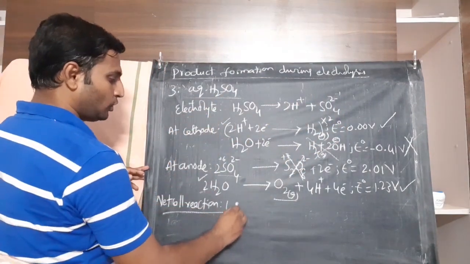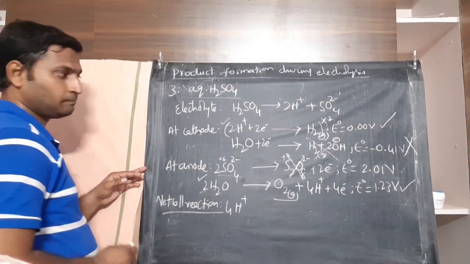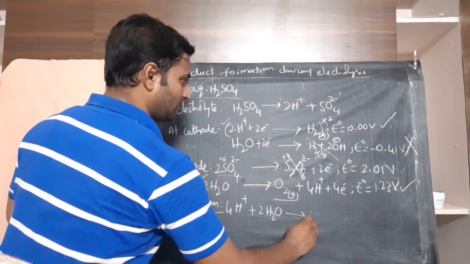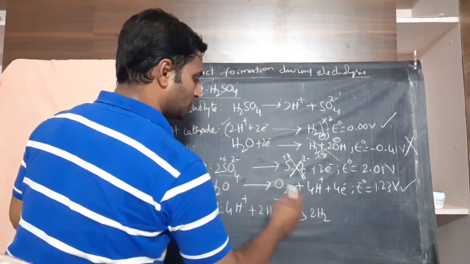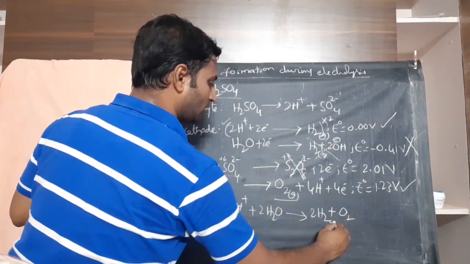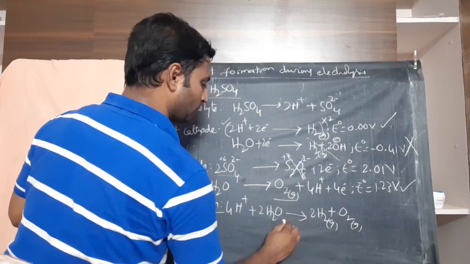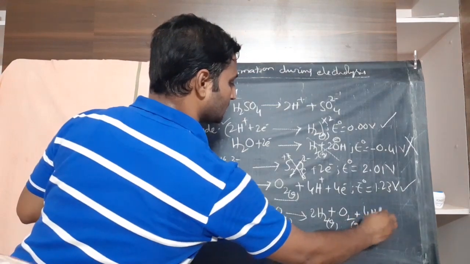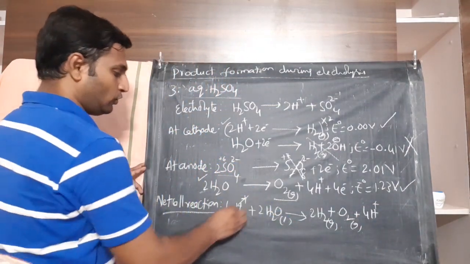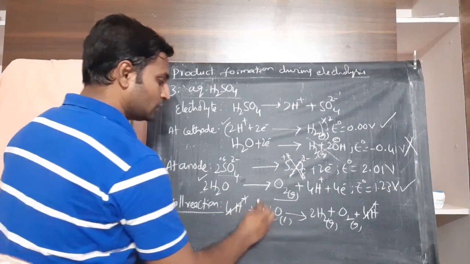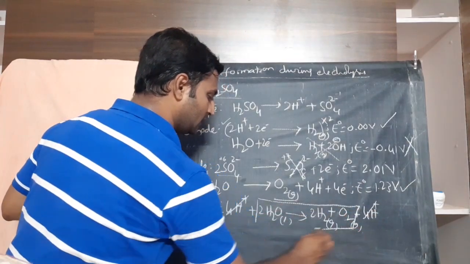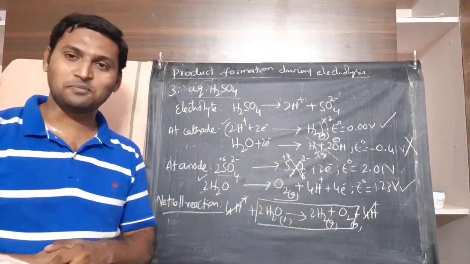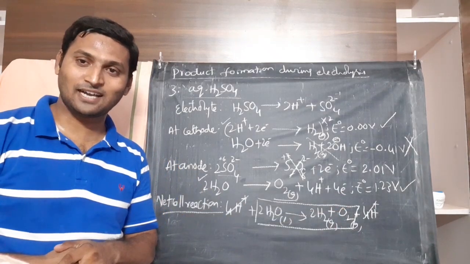Then you get 4H plus 2H2O giving rise to 2H2 plus O2 gases, of course, plus 4H plus here. Now you know 4H plus gets cancelled. So the net cell reaction you are left with is 2H2O giving rise to 2H2 plus O2. What is that, by the way? It is the electrolysis of water.